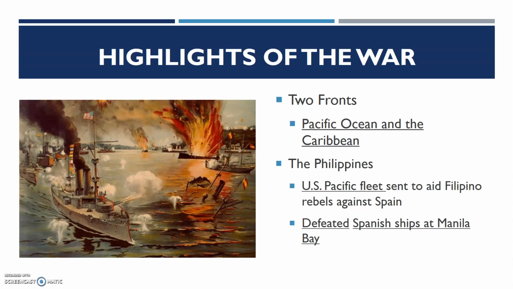So let's talk about some of the highlights of the Spanish-American War. First, you need to know that the Spanish-American War was fought on two fronts. Because the Spanish had colonies in the Pacific and the Caribbean Ocean, the United States is fighting them on both sides. So in the Philippines, the United States Navy was sent to aid the Filipino rebels who were also wanting their independence from Spain, and they were able to defeat the Spanish ships at Manila Bay, and the Philippines also became independent of Spanish rule.